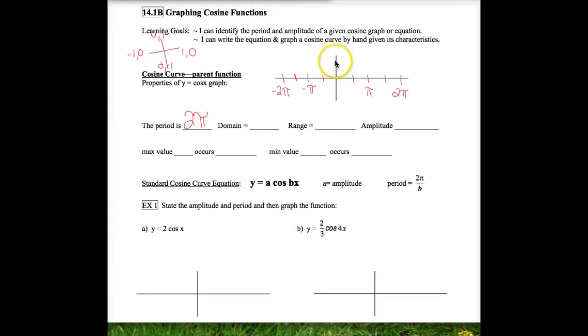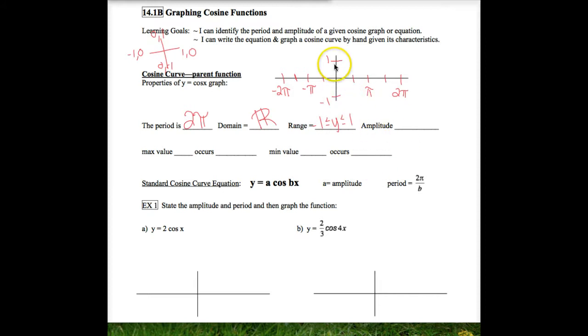Just like with the sine function, your y-axis is going to go up to positive 1 and down to negative 1. So just like on the sine function, your domain is going to be all real numbers because it's periodic. It's going to continue the curve over and over again. The range is also the same. Your y is going to be between positive 1 and negative 1.